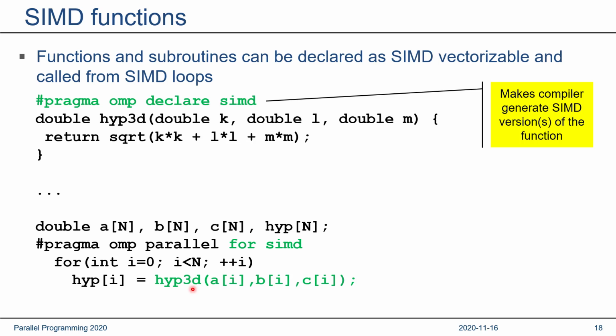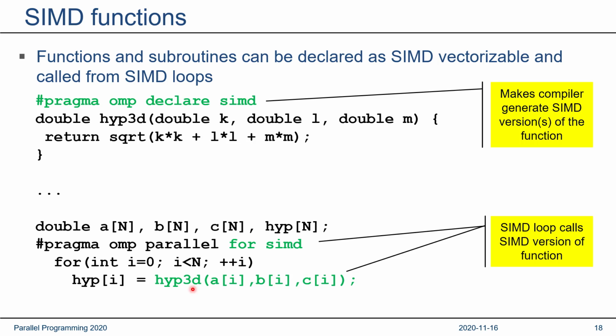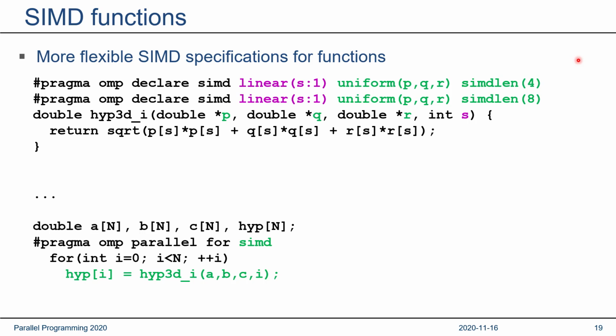Of course, the compiler must also produce a normal, standard, non-SIMD version of the function, because it's entirely possible that from a different part of your program, you want to call this function in a non-SIMD context. So it has to produce scalar versions as well. And that's by far not all there is to SIMD in OpenMP.